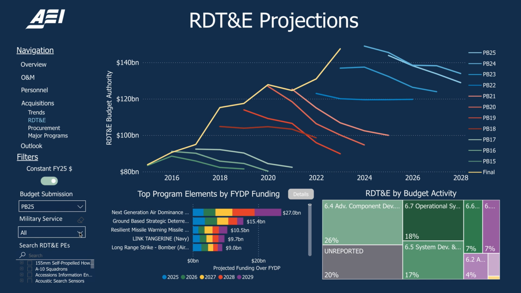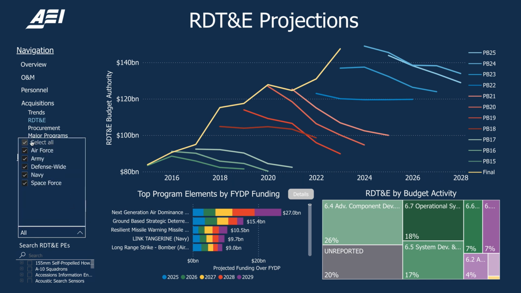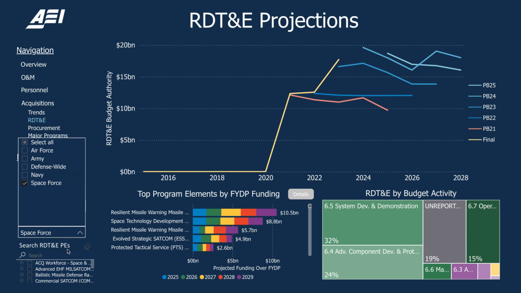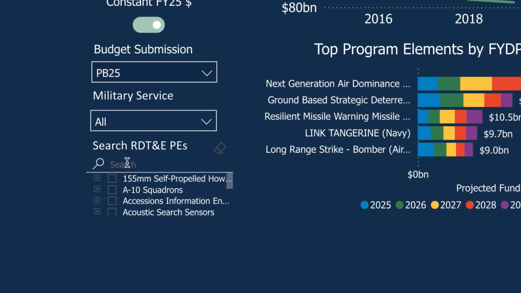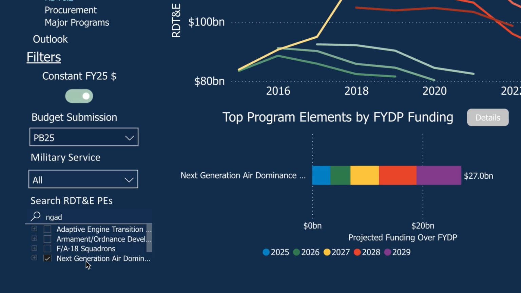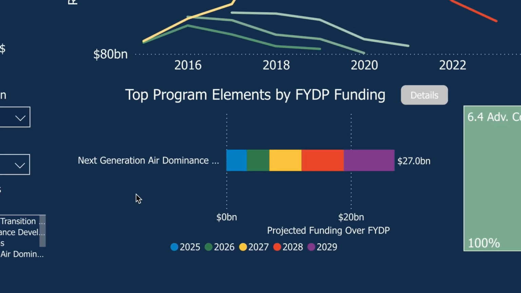And you can filter this whole page by military service if you just want to see what's happening in the RDT&E budget for one particular service. And there is a search function down here if you want to find a particular funding line. It searches for any words that appear within the description or in the name of that program element. So for example, if I search for NGAD, it'll pull up every mention of the acronym NGAD, and then I can find the Next Generation Air Dominance program funding line.